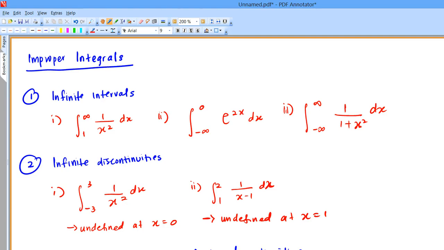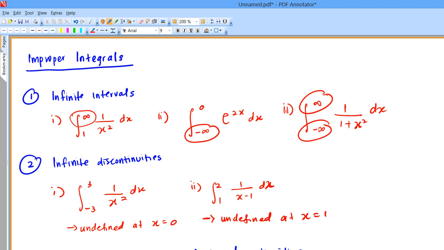Hi student, this video is about improper integrals. We have three types of improper integral. The first one is infinite interval. Infinite interval means either both of the limits or one of the limits involve infinity. For case one, we have infinity at the upper limit; for case two, we have infinity at the lower limit; and for case three, we have infinity at both the lower and upper limit.